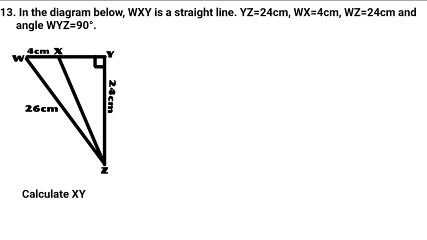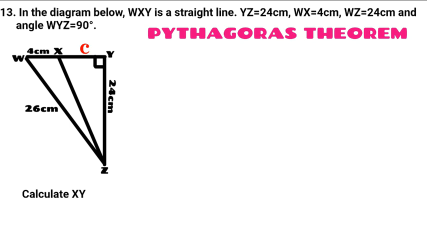Okay, so what we're going to do now is identify the length of the line which is XY. The line is this one, the one I've marked C in red. That is the distance we need to calculate, to know the distance from X to Y. To find it, we're going to use Pythagoras theorem.